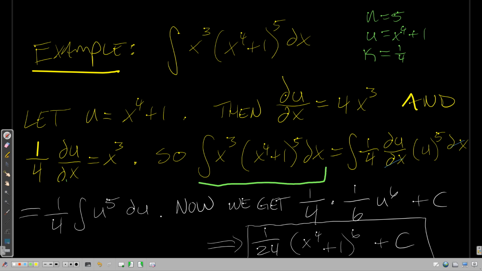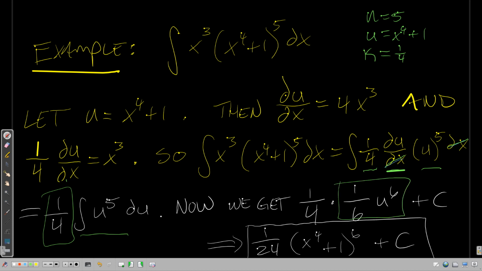Then my original integral can be rewritten as the integral of that constant times the derivative of u times u to the n. The dx's cancel, and now I'm just looking at that constant times the integral of u to the n. And since I can add 1 to 5, then I can find the antiderivative of u to the 5. And then we get our final answer.